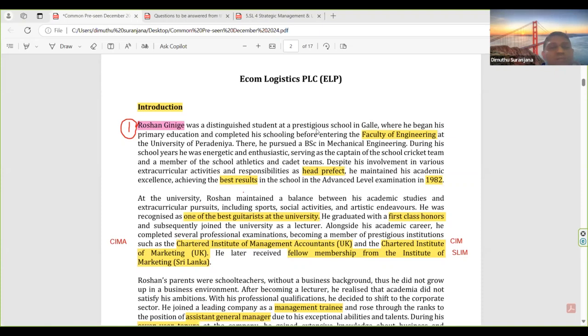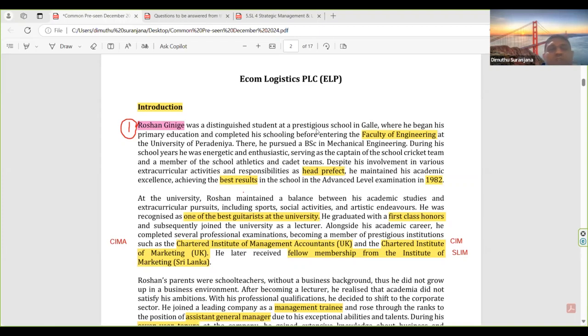Now, surely this Roshan Ginige should be the owner of this organization. So when you see the beginning, you can get a judgment on that part. So he can be a right partner.